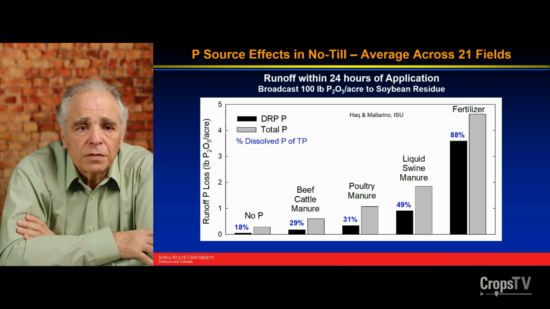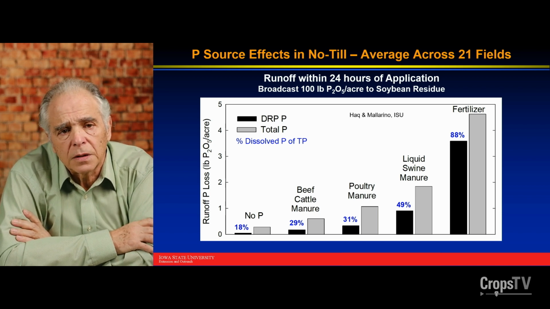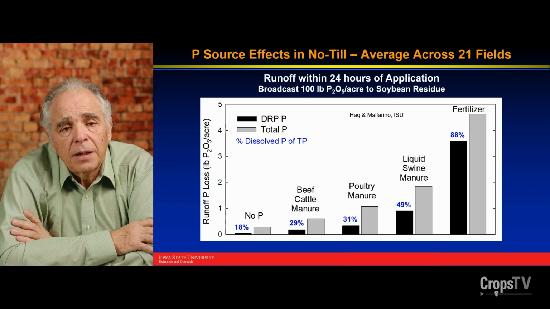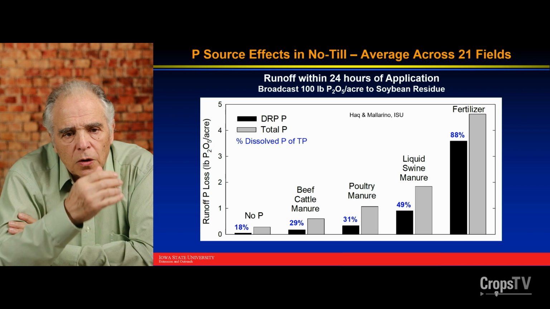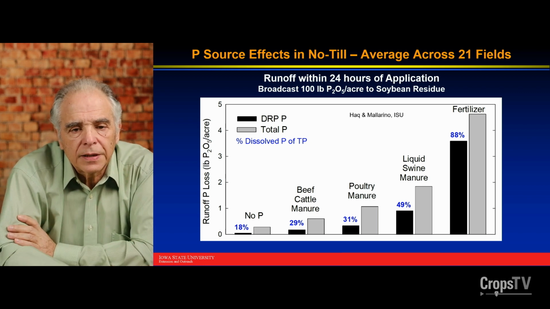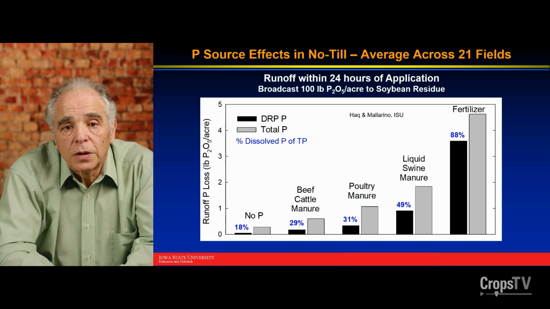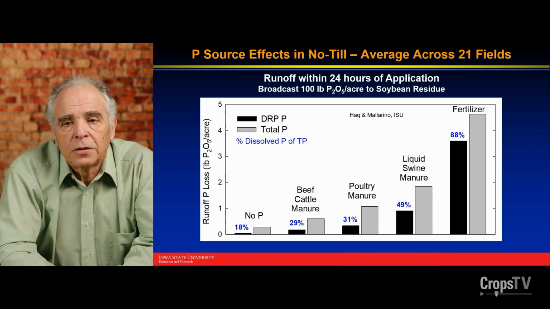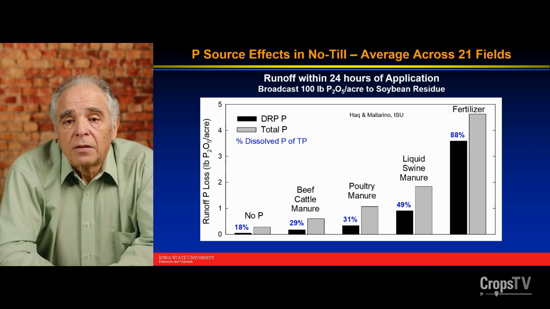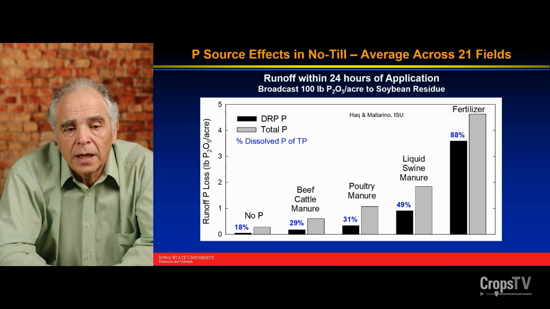So we have the runoff phosphorus loss, and I have, again, in gray, the total phosphorus loss, and in black, the dissolved P loss. Okay? So we have a control that we didn't apply anything. We have beef cattle manure spread by hand, poultry manure. We have different poultry manures here in the 25 fields. It was always solid. Liquid swine manure, and fertilizer. We use fertilizer as a kind of control just to see what happened.